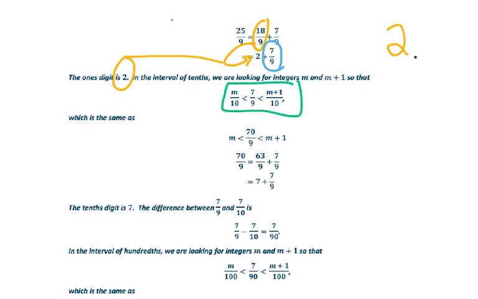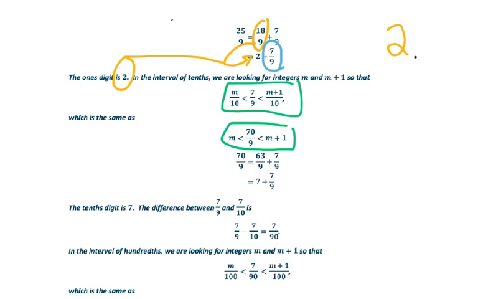And so the next thing we can do is multiply every value by 10. So we're going to clear the fractions. And when we do that, we get a much better looking thing here, which is m is less than 70/9 is less than m plus 1. And then from there, you can clean this up just a little bit. So you end up with 70/9 equal to 63/9 plus 7/9.